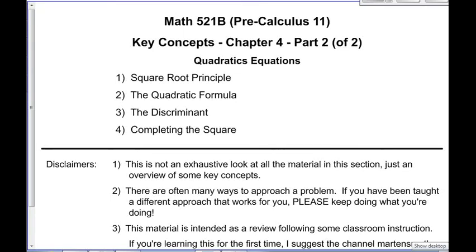Hi folks, welcome to part 2 of the Chapter 4 Key Concepts Review for Math 521B, which is Pre-Calculus 11. We're looking at quadratic equations. In the last video we looked at factoring and graphical solutions. Here we're looking at square root principle, quadratic formula, the discriminant, and completing the square.